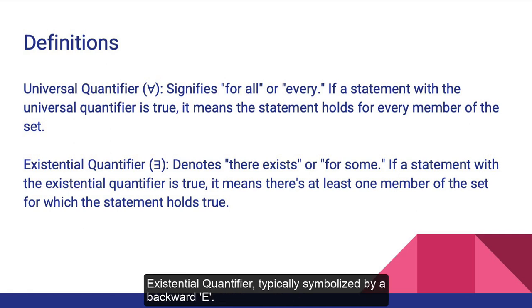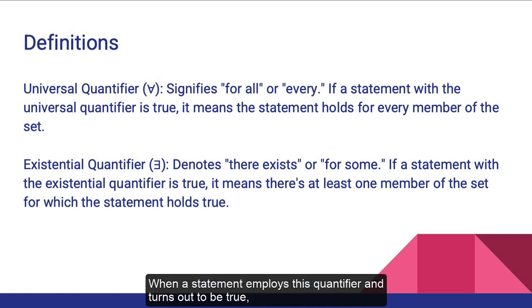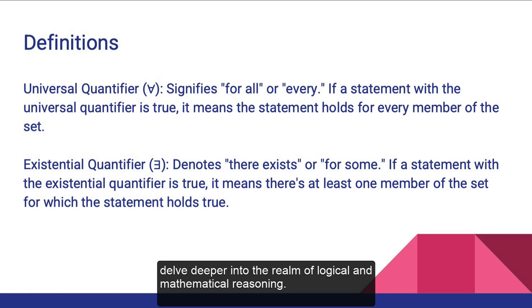Secondly, there's the existential quantifier, typically symbolized by a backward E. This one means there exists or for some. When a statement employs this quantifier and turns out to be true, it tells us that at least one element in the set satisfies the condition or property being discussed. Understanding what these types of quantifiers signify is crucial for anyone who wants to delve deeper into the realm of logical and mathematical reasoning.